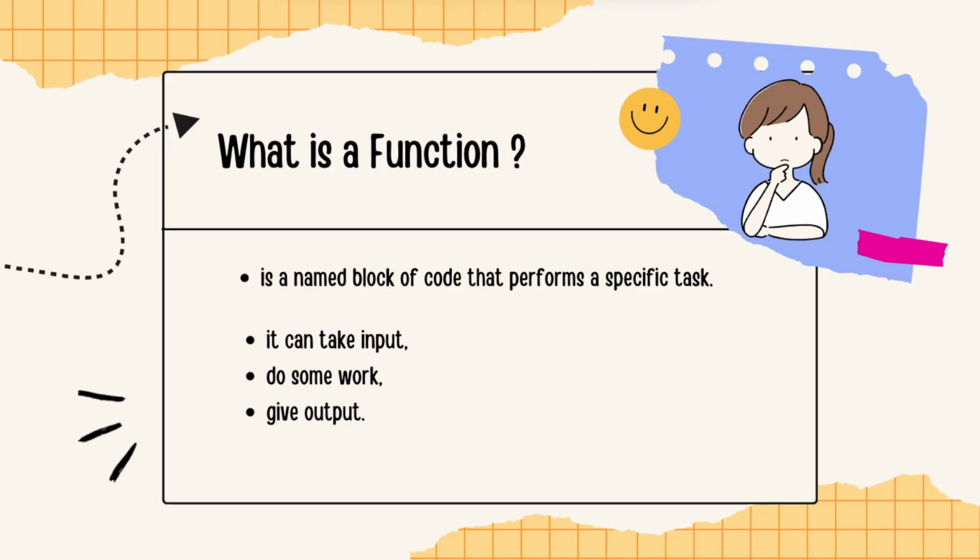A function is a named block of code that performs a specific task. It can take input, do some work, and give output. For example, we can create a function to add two numbers.